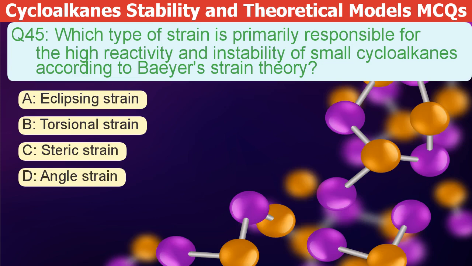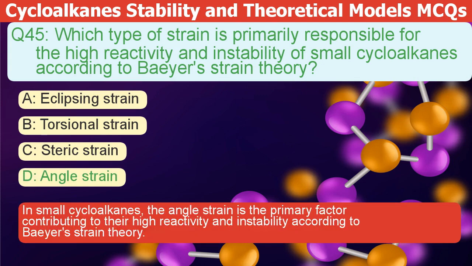Which type of strain is primarily responsible for the high reactivity and instability of small cycloalkanes, according to Bayer's strain theory? A. Eclipsing strain. B. Torsional strain. C. Steric strain. D. Angle strain. The correct answer is D. In small cycloalkanes, angle strain is the primary factor contributing to their high reactivity and instability, according to Bayer's strain theory.